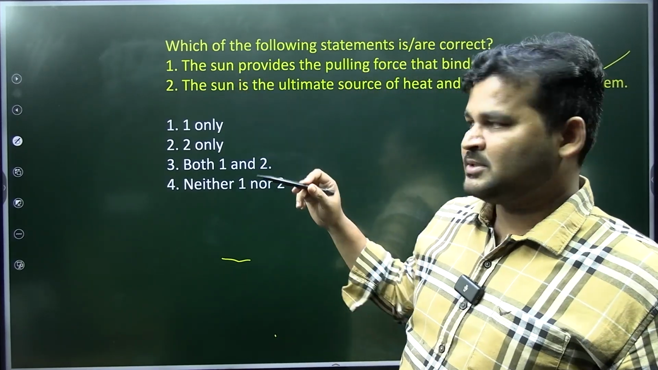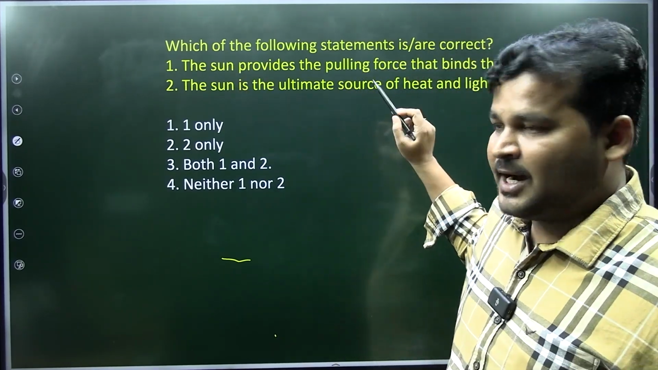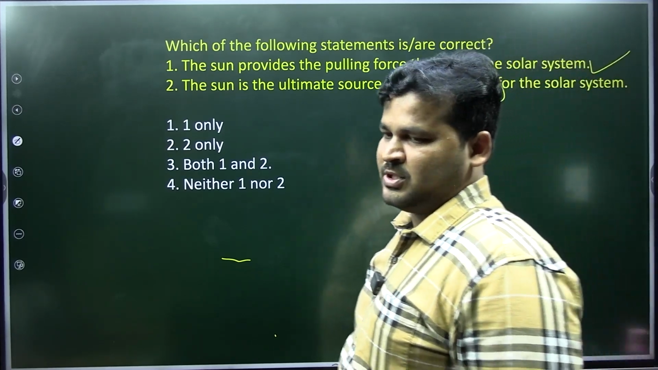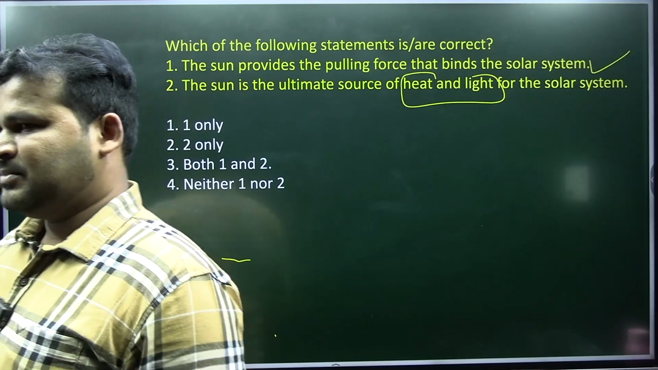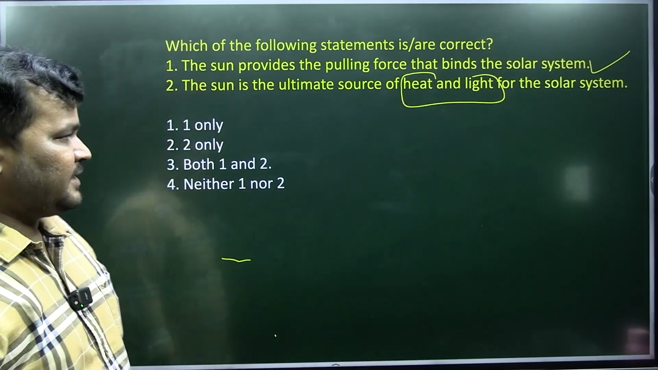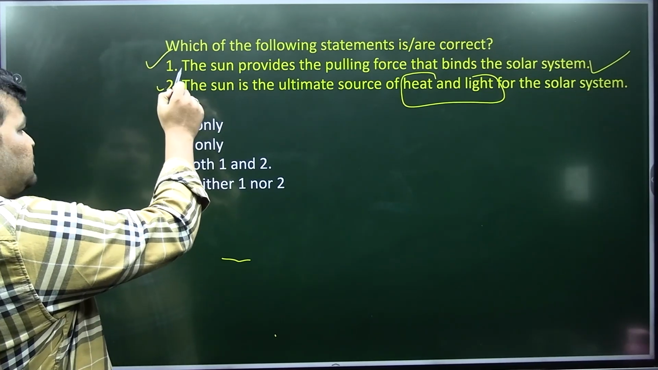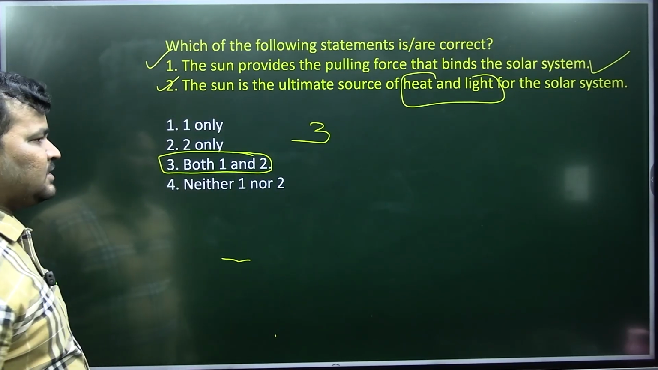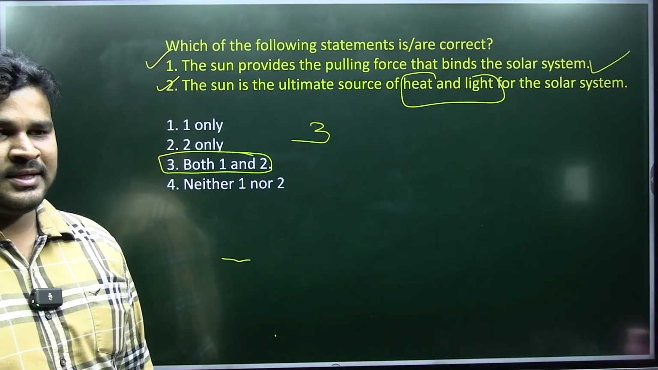In a similar way, the sun has the same. The sun is the ultimate source of heat and light for the solar system. So definitely it has both heat and light. So both 1 and 2 are true. So for this, 3 is the correct one.